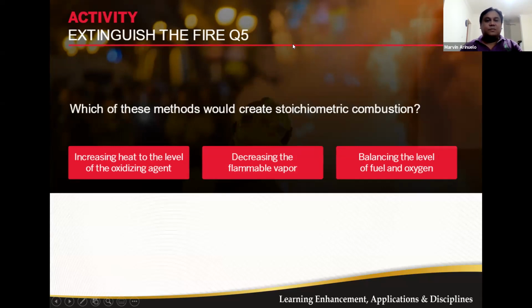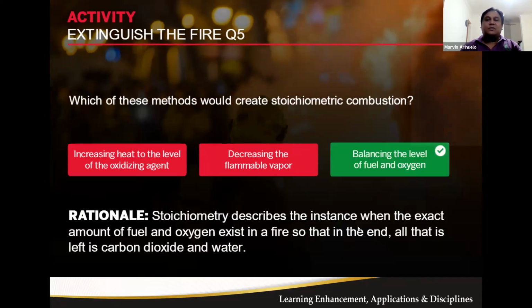Another question. Which of these methods would create stoichiometric combustion: increasing the heat to the level of the oxidizing agent, decreasing the flammable vapor, or balancing the level of fuel and oxygen? So, Mr. Conrad, you are correct. We need to balance. We need to have the right amount of fuel and oxygen to create a stoichiometric combustion.